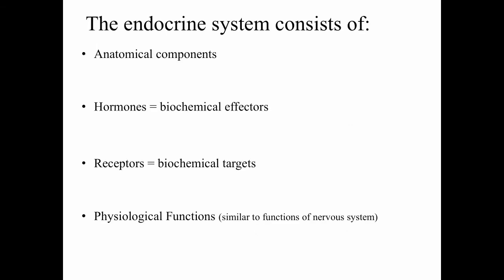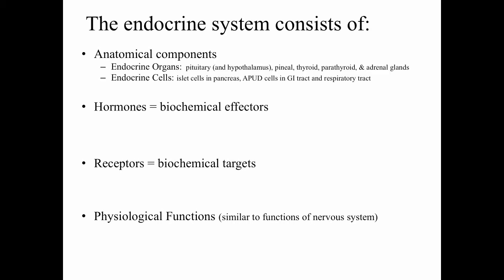Now, the endocrine system consists of some anatomic components, some biochemical effectors, some biochemical targets, and clearly physiologic functions. The anatomic components are clearly the endocrine organs, like the pituitary and hypothalamus, the pineal, thyroid, parathyroid, and adrenal glands. Now, in this series of podcasts, we're going to talk about just the endocrine organs. We have talked about endocrine cells in other podcasts as they relate to the different systems that we've covered in the course.